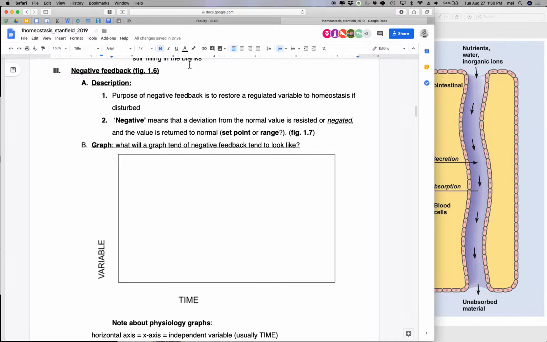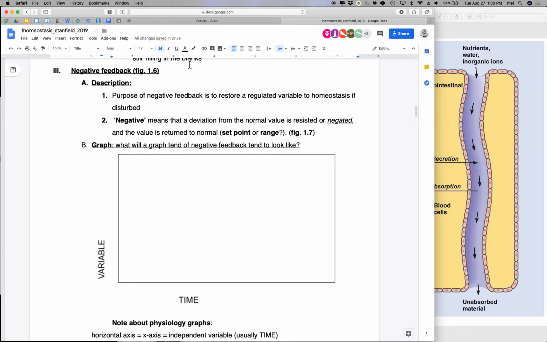So what we are going to do with negative feedback is we're going to say, okay, the purpose of negative feedback is if you're following any variable, blood pressure, calcium concentration, glucose concentration, body temperature, doesn't matter, right? If we're heading for homeostasis, if the variable goes up, what should I do? Bring it back down. And if it goes down, I should bring it back up.